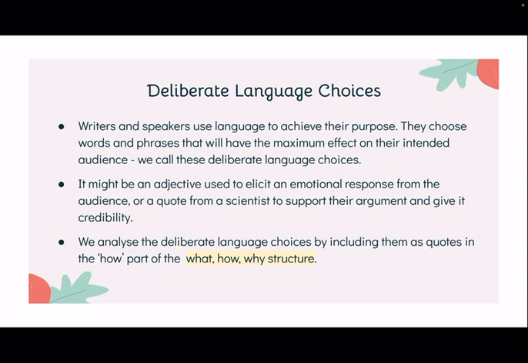Deliberate language choices. Writers and speakers use language to achieve their purpose. They choose words and phrases that will have the maximum effect on their intended audience, and we call these deliberate language choices. It might be an adjective used to elicit an emotional response from the audience, or it might be a quote from a scientist to support the author's argument and give it credibility and make it believable. We analyse the deliberate language choices by including them as quotes in the how part of the what, how, why structure, which I'm going to take you through now.